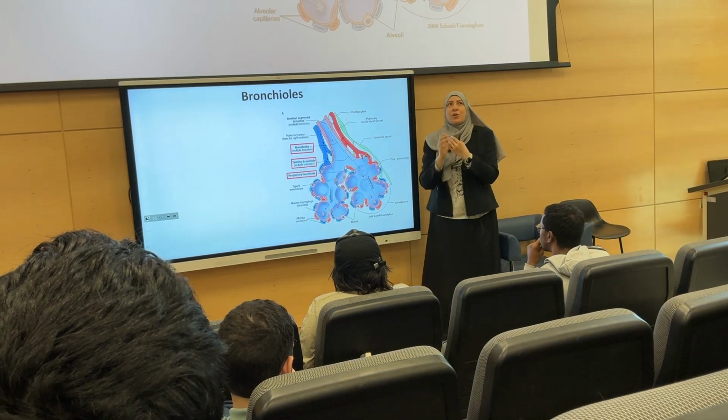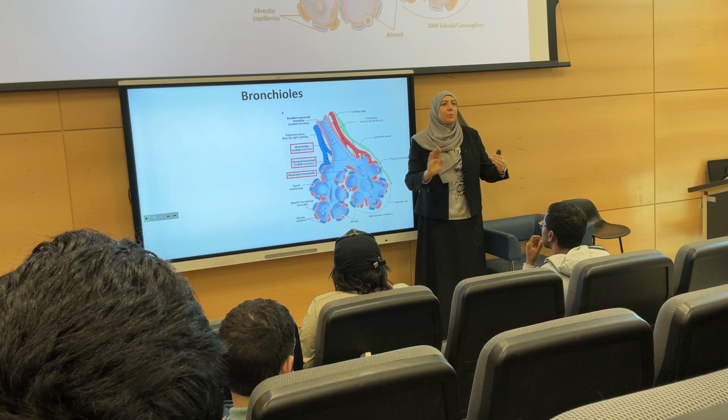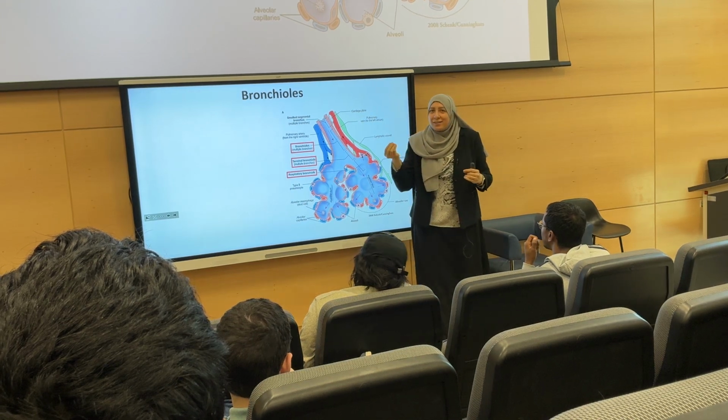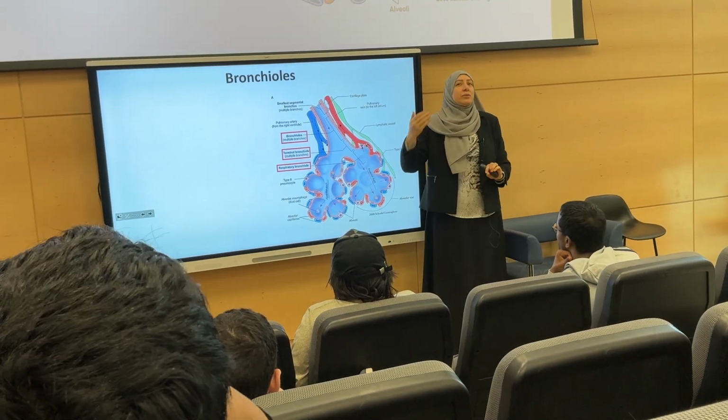So here we have bronchiole. After many divisions, we reach to what? Terminal bronchiole. What is the terminal bronchiole? The last part of what? Of the conducting portion. And then what happened after this?